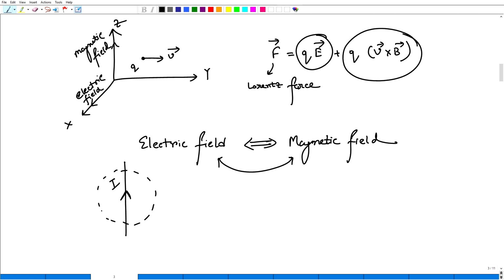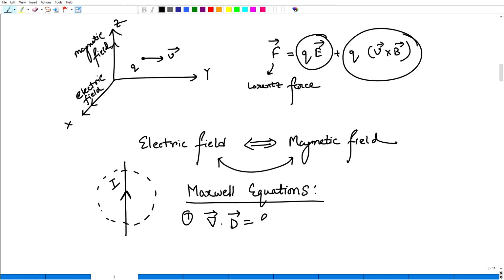Okay. So, let me start with Maxwell's equations. There are several forms of Maxwell's equations. I will discuss first the differential forms. 4 Maxwell equations are there. Okay. So, first equation is, this is the divergence. This is the general differential form.